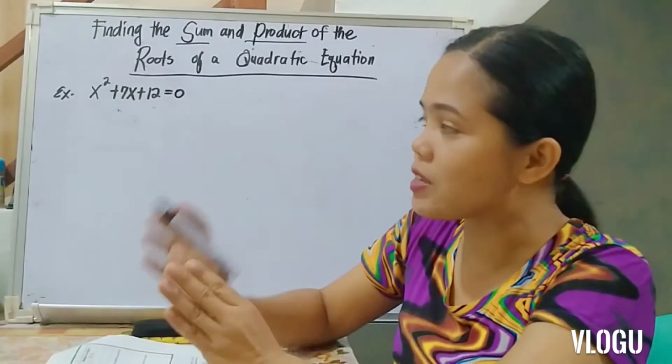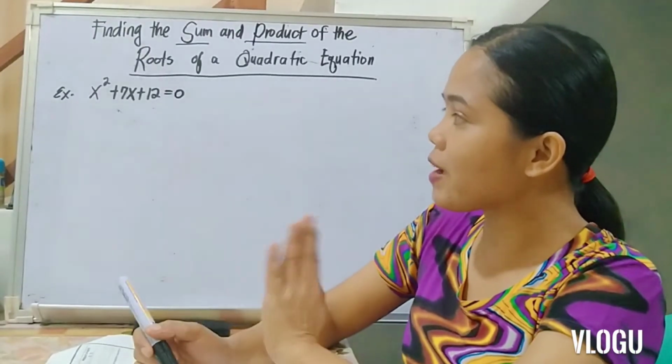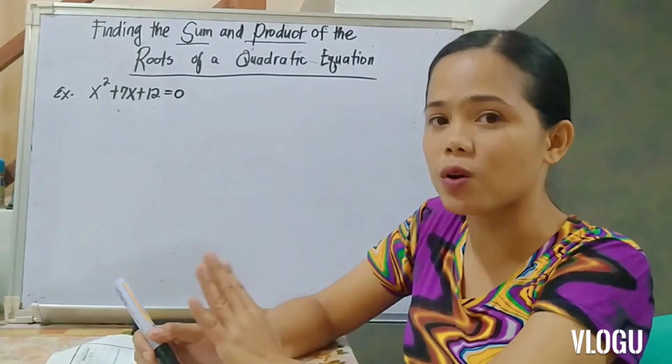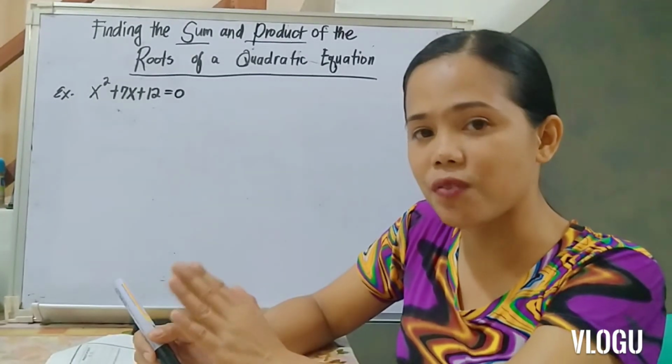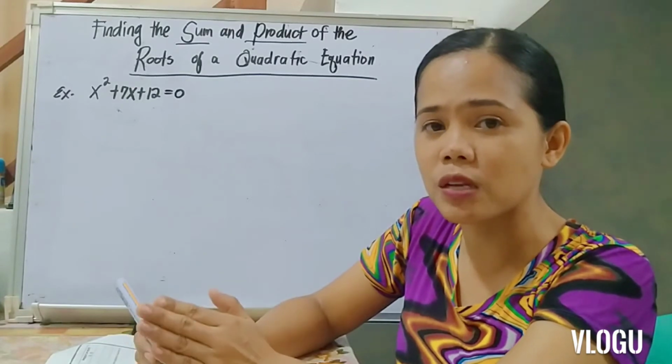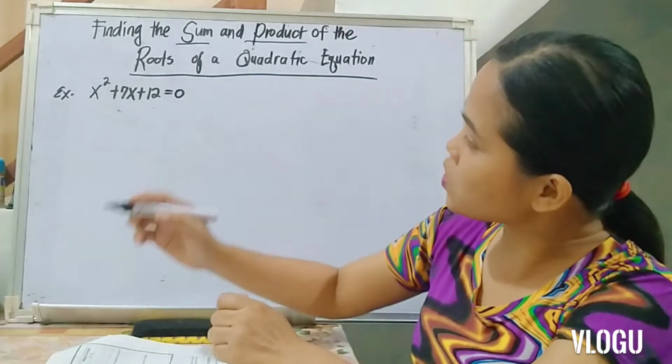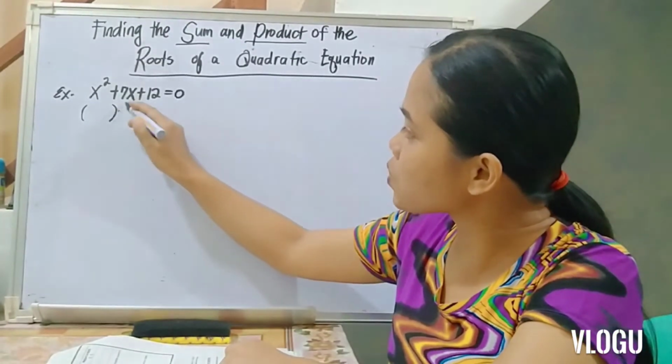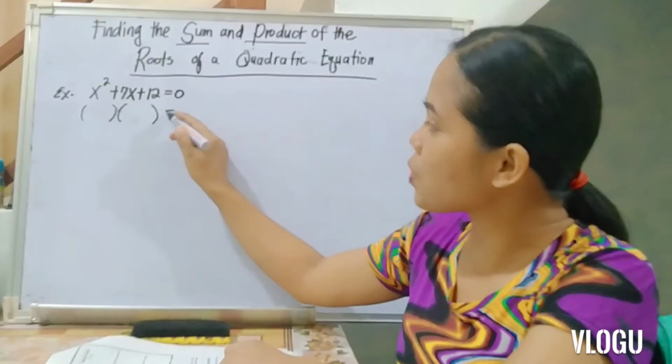Now let's try this equation. For example, we have x squared plus 7x plus 12 equals 0. So first, we need to find the roots. I'll be finding the roots using the method of factoring. So let's begin. We're going to factor our first and our third term.